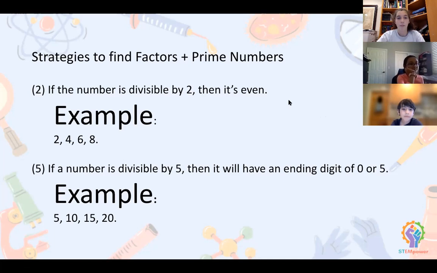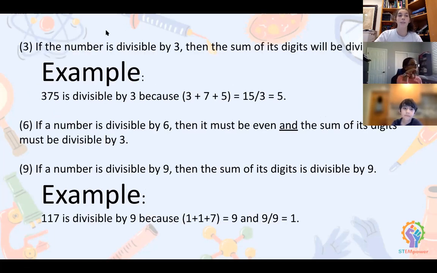So 0 or 5. If the number is divisible by 3, then the sum of the digits will be divisible by 3. For this example, they have 375 is divisible by 3 because the sum, which is adding up the digits of that number, 3 plus 7 plus 5 is 15. And 15 is divisible by 3.